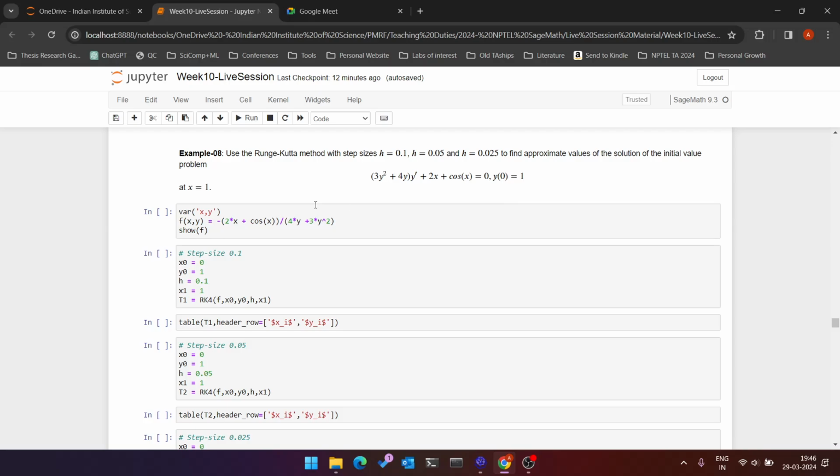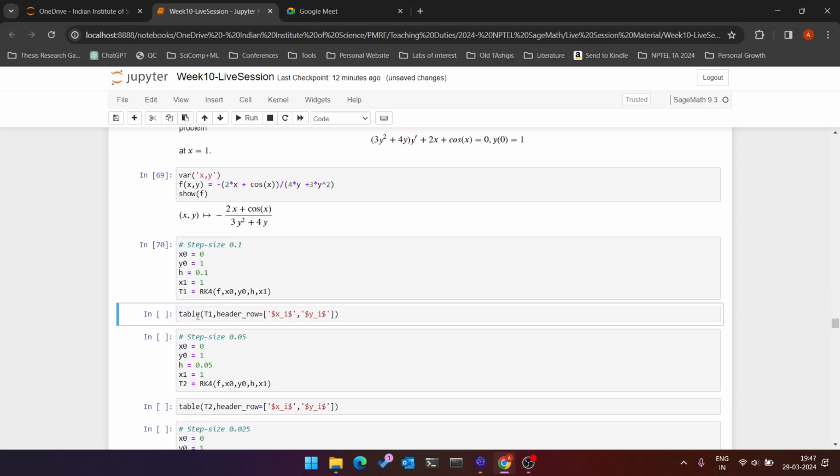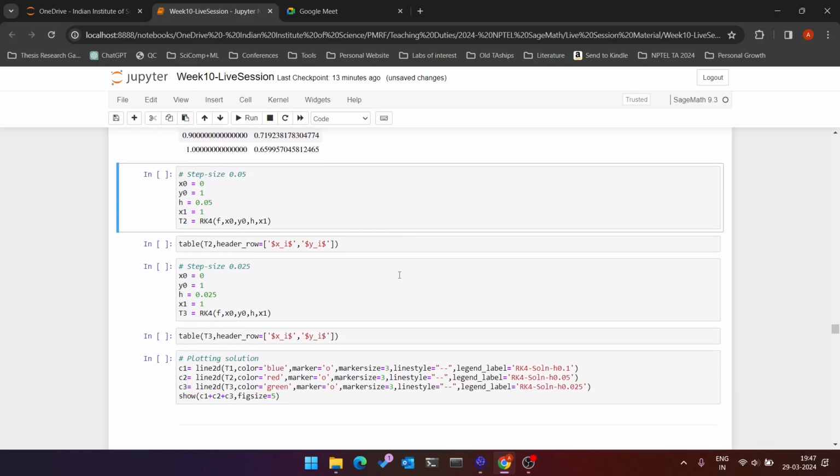Okay, so variable x comma y, again we specify it, good practice. Next we write down f of x y, which is minus of 2x plus cos of x whole divided by 3y square plus 4y. We'll be doing show f. This is my dy by dx. Next, I specify my x0, y0, which is my initial condition, my step size, x1 and t1. Next, I'm printing the solution in the form of table, which is what we have done every time. This is how it looks like.